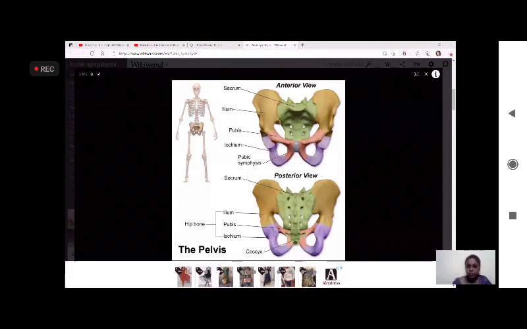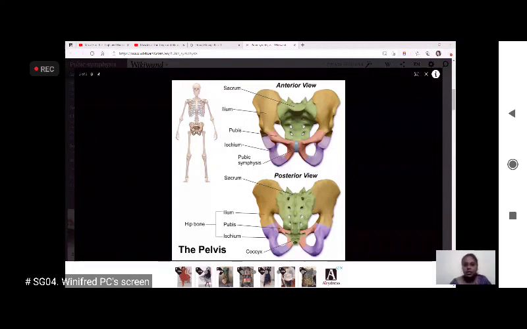For this, first, let us see some important landmarks of this pelvis. First is this. Can people see my cursor moving? Yes, we can see.